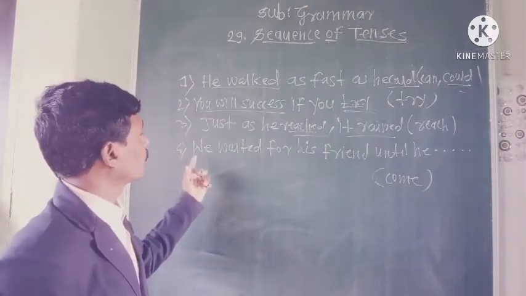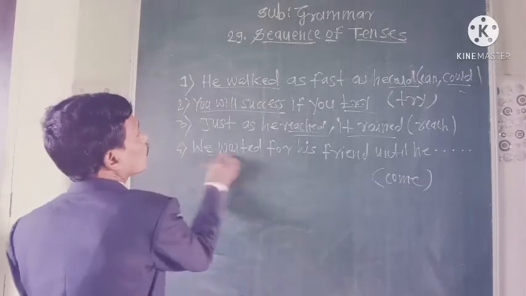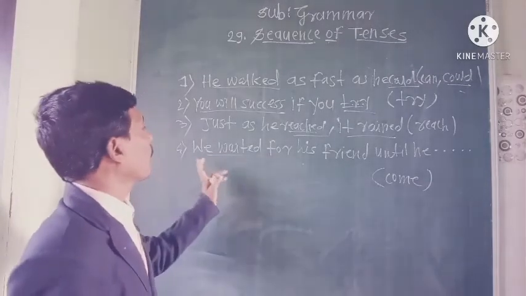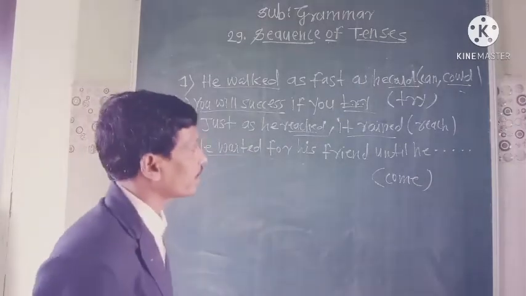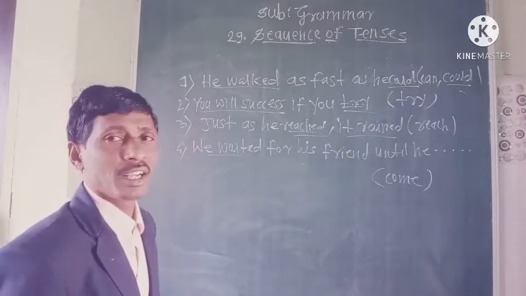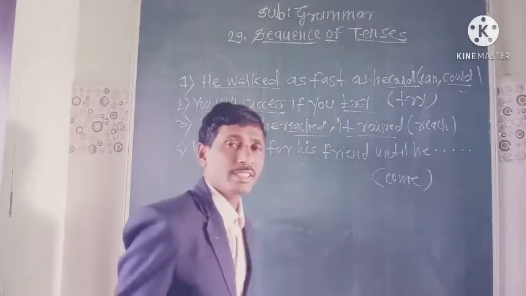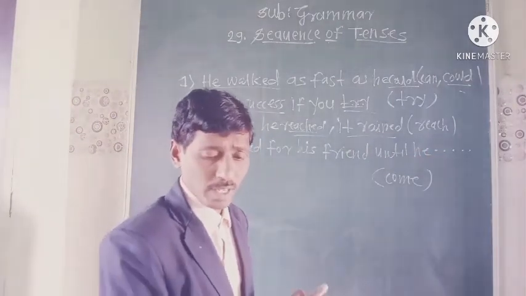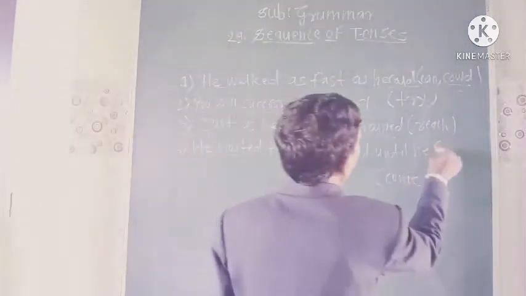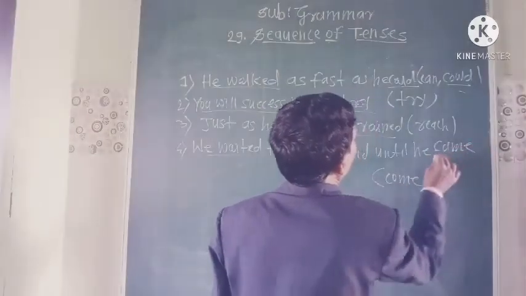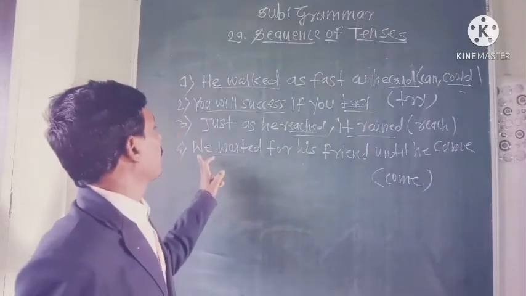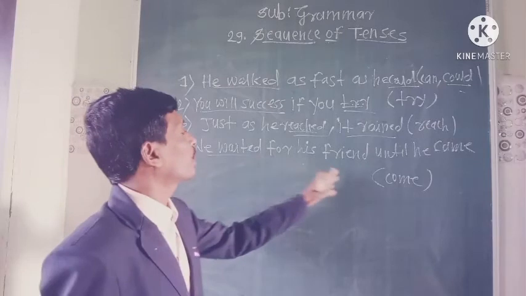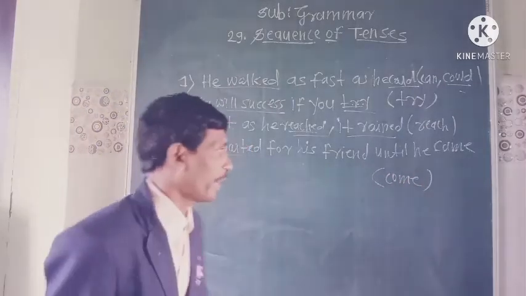Example number four: we waited. Here also that is the principal or independent clause. He waited for his friend until he, and that becomes past tense. The answer will be came. So, he waited for his friend until he came.